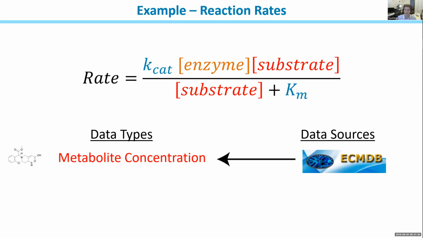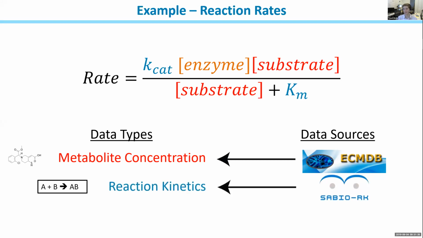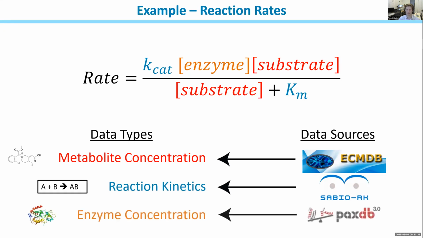Another data type that would be necessary is reaction kinetics, and one example of this is SABIO-RK. And last, someone would need enzyme concentrations, and one location to get this data would be PaxDb. So even to model with just one rate, we need 3 different data types, and the location of this data is found across 3 different repositories.